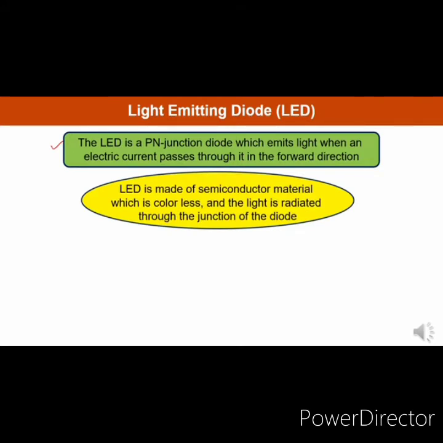LED is made of semiconductor material which is colorless, and the light is radiated through the junction of the diode. It means when you connect a p-type semiconductor with an n-type semiconductor, a junction is formed, and this connection is made with the help of some fabrication techniques. So from that particular junction, light is radiated.